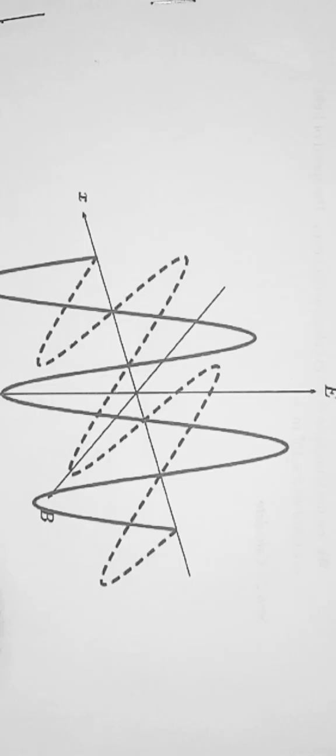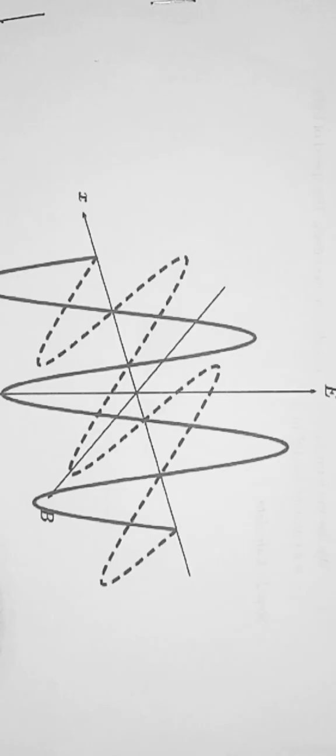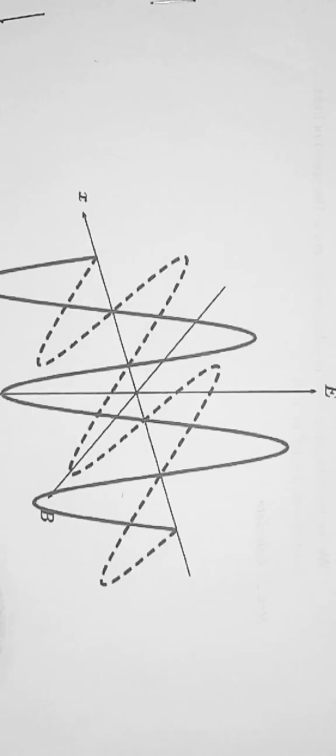The electric field is perpendicular to the magnetic field. So here we have all the fields and the waves. Those dotted waves are the waves of the magnetic field, and this wave, which is extra black, is the electric field wave. You can see that the electric field is perpendicular to the magnetic field.